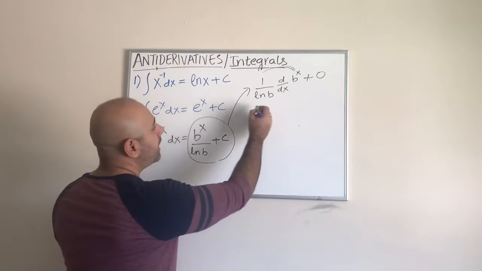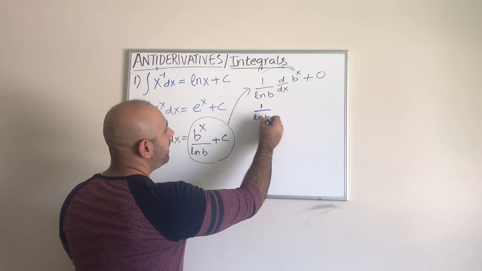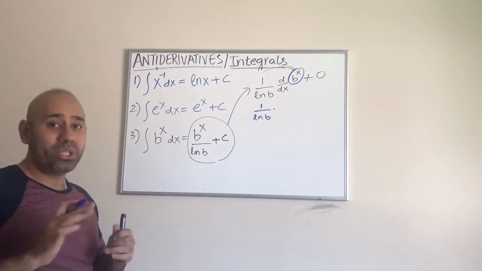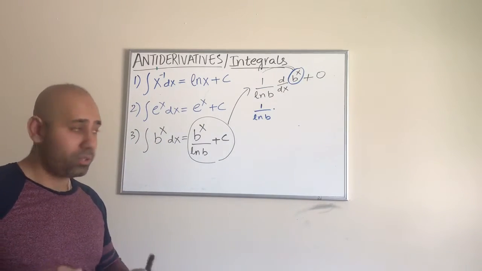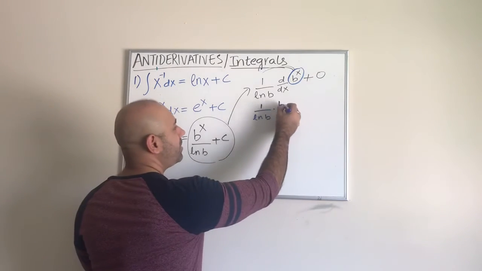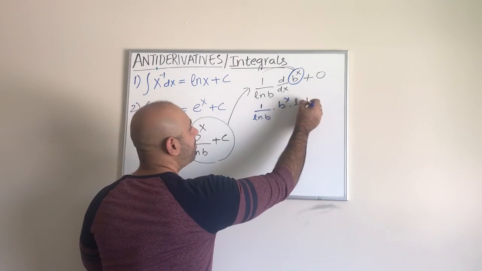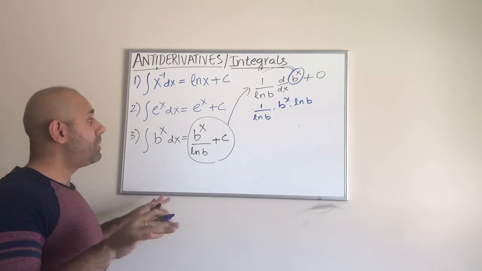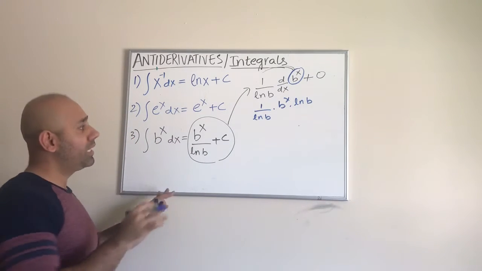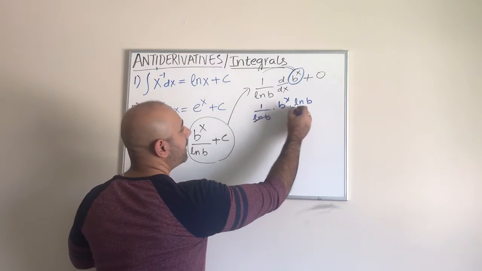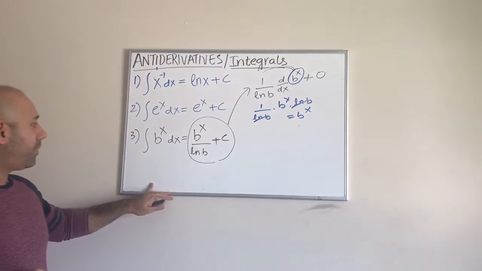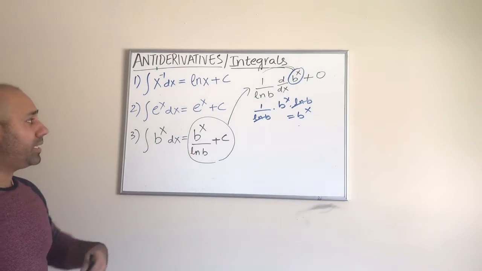Guys, from here we know that this is still going to be 1 over ln of b, and we know the derivative of b to the x. Again, you're expected to know all your rules for derivatives. So the derivative of b to the x is b to the x times ln of b. Guys, you can go back and look at the formula sheet or your textbook if you don't remember this, but you should try to remember those things. Now what happens here, ln b and ln b cross out, you're left with b to the x, and that's what you have here on the left hand side. So this actually is also valid.